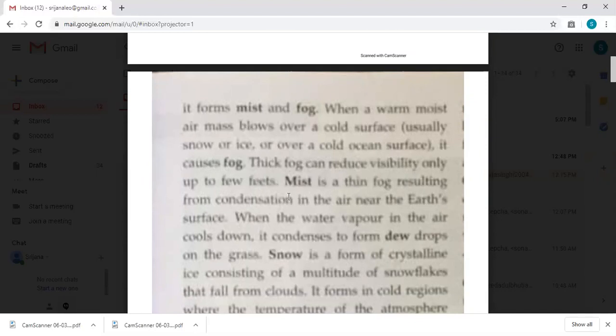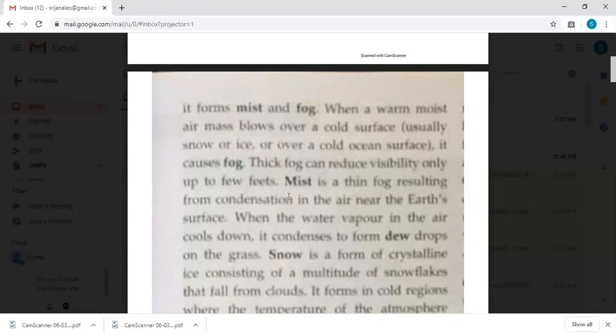When water vapor in the air cools down, it condenses to form dew drops on the grass. Dew is when the water vapor cools down on a surface. Condensation takes place on any surface. It can be a leaf, a stone, or the roof of your house. If the cooling of the air begins on any surface, then dew is formed.